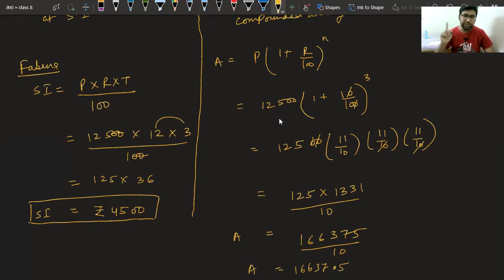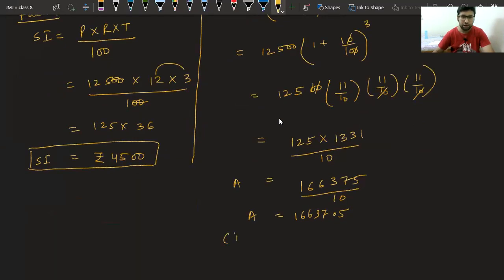But this is not the interest. Class, this is not the interest. This is the amount. We have to find the interest. And compound interest is equal to amount minus principal. So 16637.5 minus 12,500. What is the interest, class? Very good, Joel, Vardhan and Jas. What is the compound interest? Tell me fast. It is 4137.5 rupees. Now if you compare, here the interest is 4,500, here the interest is 4137.5.